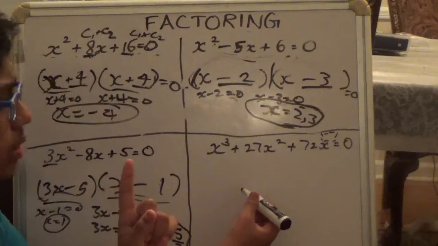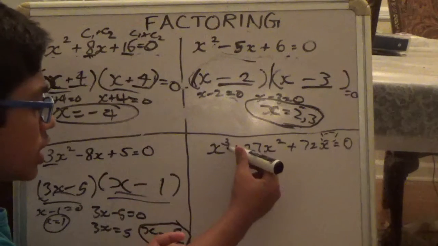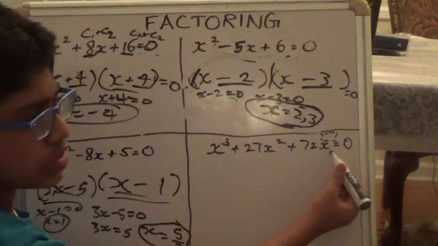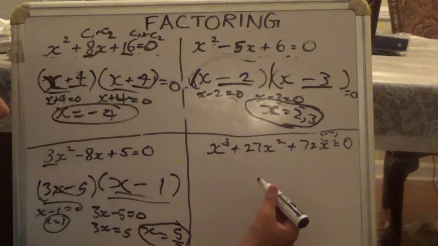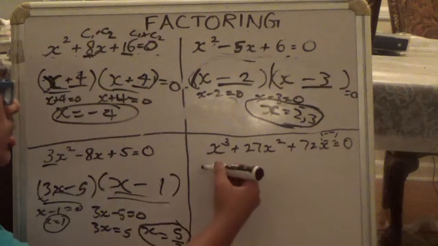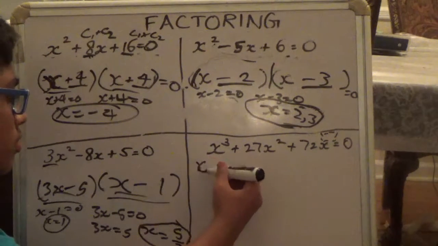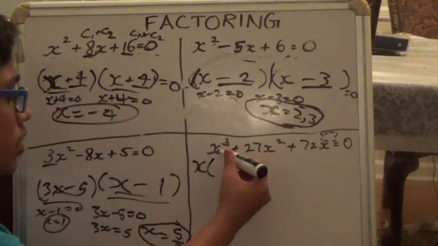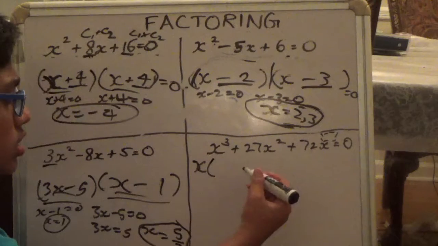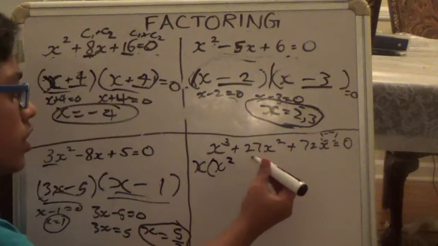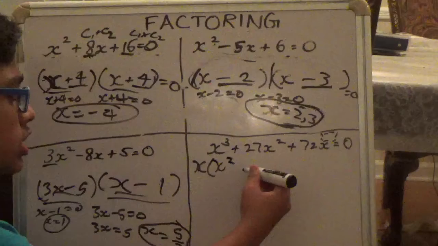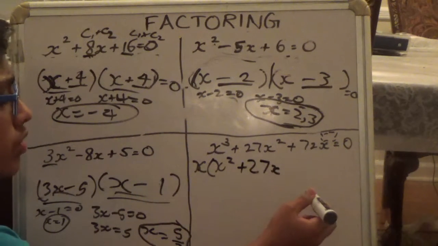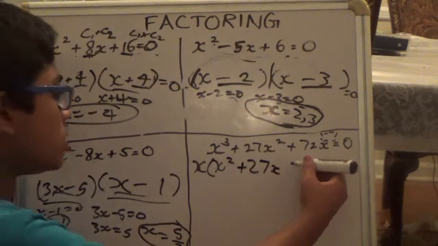Basically, there's just one key step to do. Whenever you have a cubic and you want to turn it into a quadratic, make sure there's no constant. If there's no constant, then you could just factor an x. I mean you could just directly take an x away. Because if you divide x cubed by x, you get x squared, right? If you divide 27x squared by x, you get 27x. And if you divide 72x by x, you get 72.